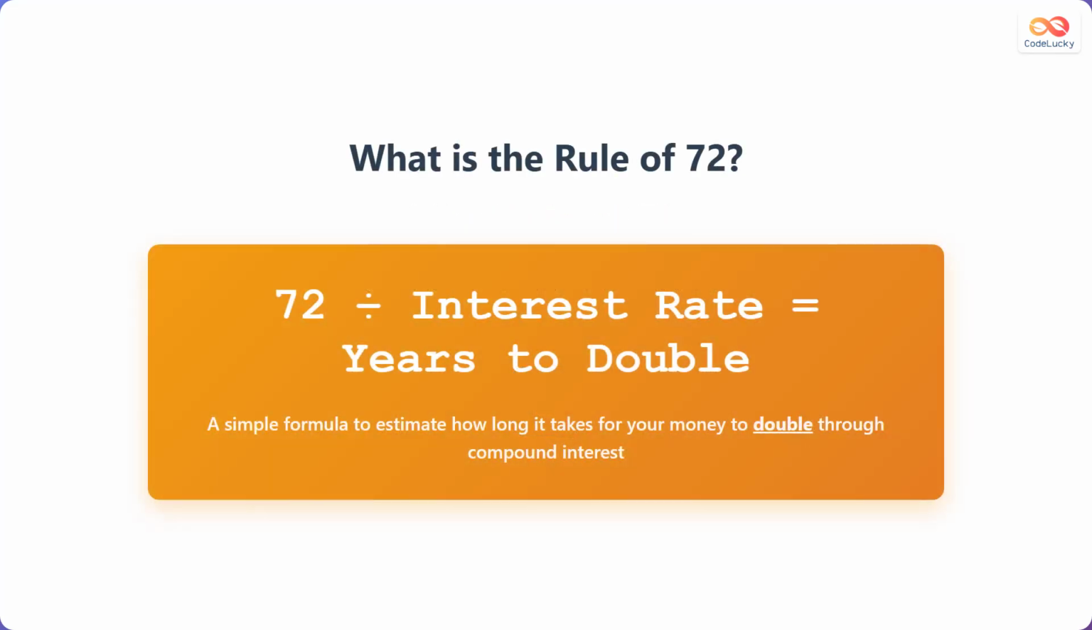The Rule of 72 is beautifully simple. You take the number 72 and divide it by your interest rate to find out how many years it takes for your money to double. For example, if you have an investment earning 6% annually, you divide 72 by 6, which equals 12 years. This means your money will approximately double every 12 years at a 6% return rate.